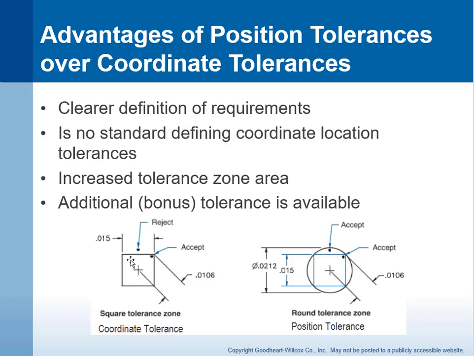Okay, and so this square zone, it really isn't, I'm going to call it, equitable. So what happens is, like we're depicting here, we have this one point out in the corner, and we're calling that accepting. But this other point is being rejected, even though it's the same distance away from your true position. So that is one of the advantages of using positional tolerances. You pick up the extra area, increased tolerance zone area. You pick up these little pieces of the circle around there. That's one of the things that is an advantage.